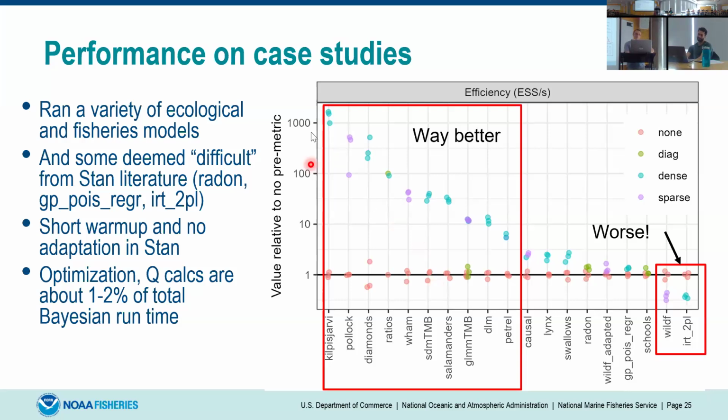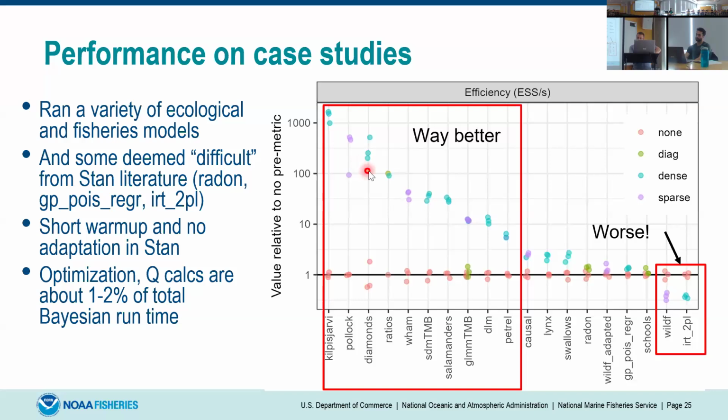Let's throw some terribly parameterized Pollock stock assessment models at it. And so the same thing: this is how many times faster your model would run. So thousands, really high, right? Let's ignore that, that's a stupid example. But here's my Pollock assessment. It runs like 200 or 300 times faster. WAM's another one we could focus on. That's like 50 times faster. I'll show you that in a second.